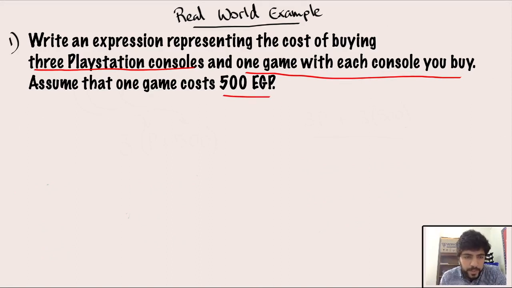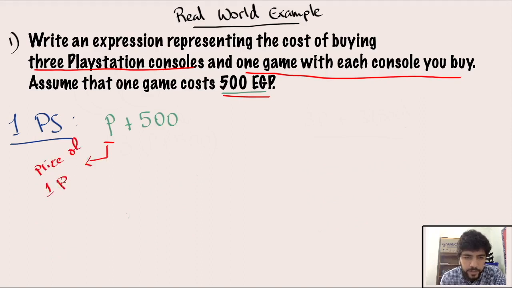If we're just buying 1 PlayStation and 1 game along with it, we would pay whatever the price of the PlayStation is. I don't know what it is, and it's not in the problem, so let's just call it P. And we would buy 1 game, which we know costs £500. So P plus 500, right? P is the price of 1 PlayStation, and 500 is the price of 1 game. But we're not just buying 1, we're buying 3 of them, right?